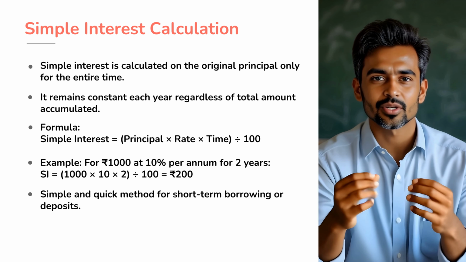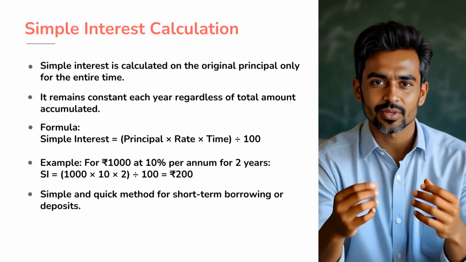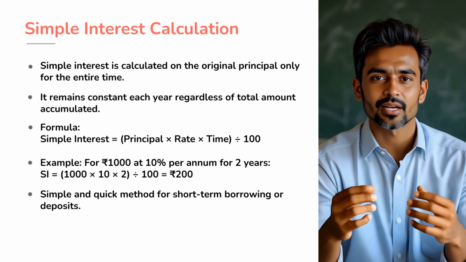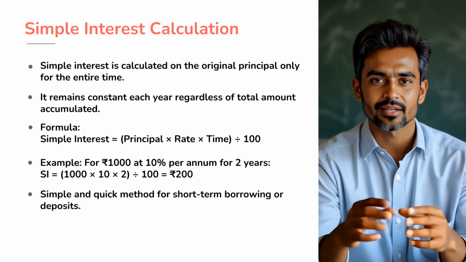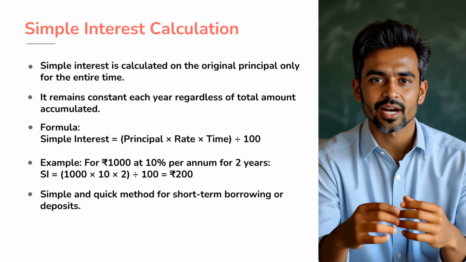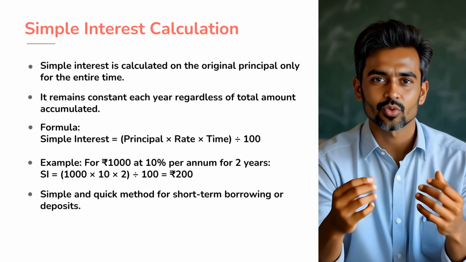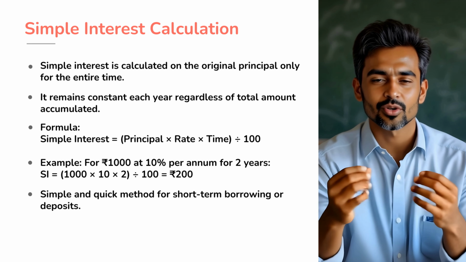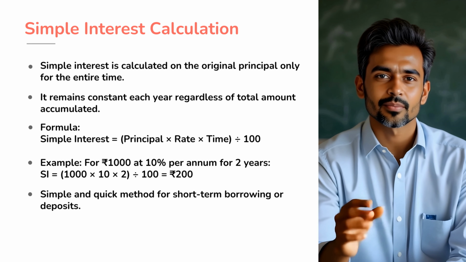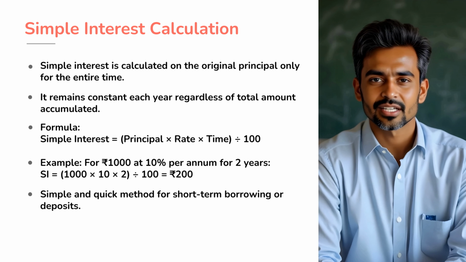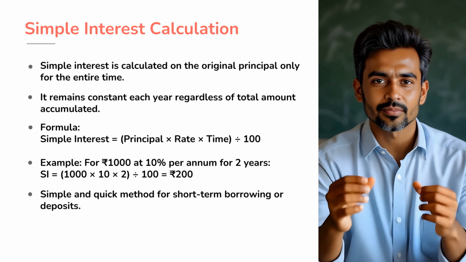Let's take an example. If principal is 1000 rupees, rate is 10% per annum, and time is 2 years, then simple interest equals open bracket 1000 into 10 into 2 close bracket divided by 100, which gives 200 rupees. So, the interest is fixed and doesn't grow year by year.